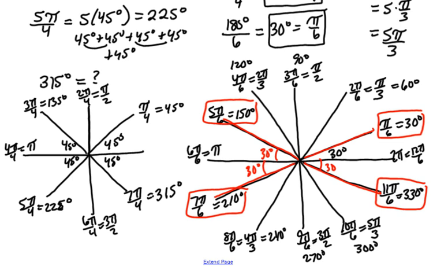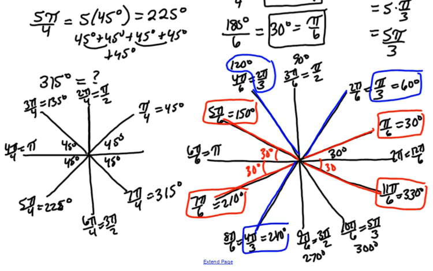Now if we look at the 60-degree reference angles, I'll do those in blue. We have pi over 3 equals 60. We have 2 pi over 3 equals 120. We have 4 pi over 3 equals 240. And we have 5 pi over 3 equals 300. So notice anything with a 60-degree reference angle always has a pi over 3 in it. Anything with a 30-degree reference angle always has a pi over 6 in it.